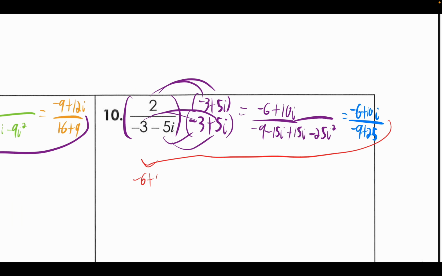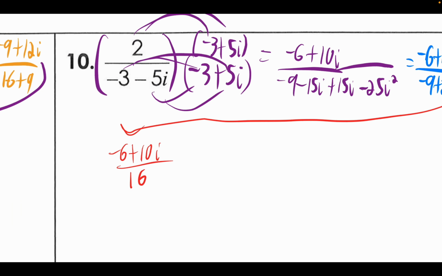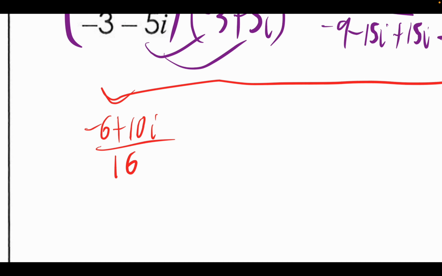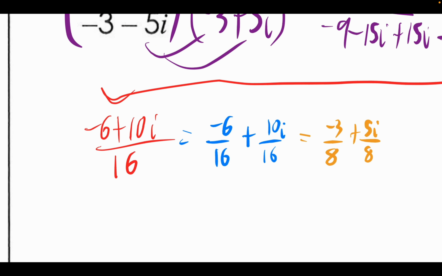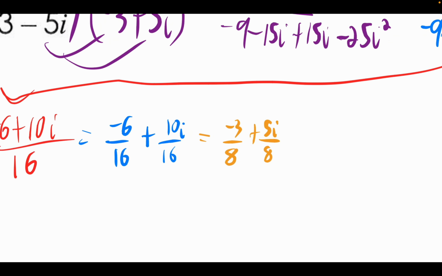So the top is still negative 6 plus 10i, and the bottom is 16. We can reduce, so we will reduce. Once again, a lot of us might have more success doing it like this, splitting up into two separate fractions, rather than handling the reducing in the previous step. Noting that both fractions reduce by 2, we get negative 3 over 8 plus 5i over 8. And once again, you could write your answer like that, or I prefer when they have the same denominator to write it as one fraction.